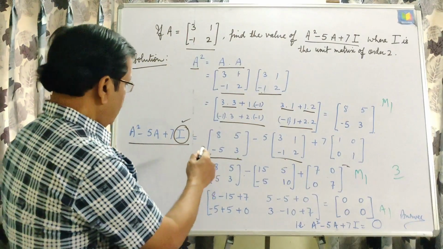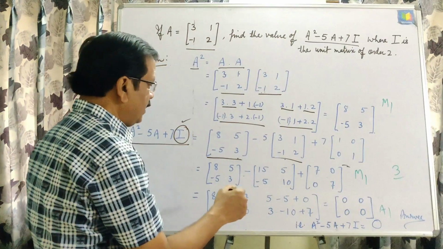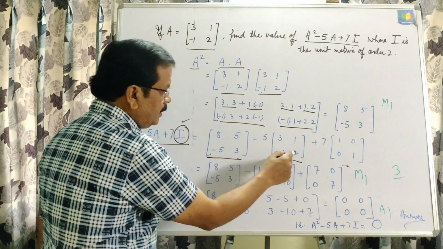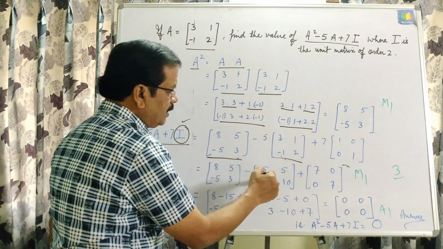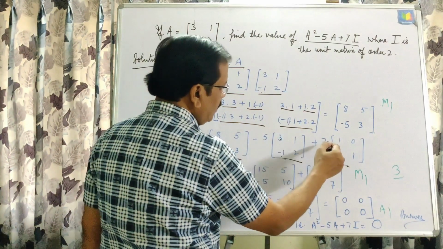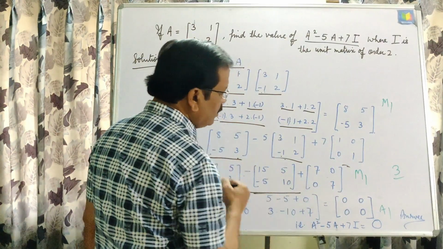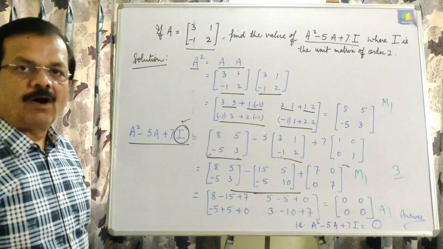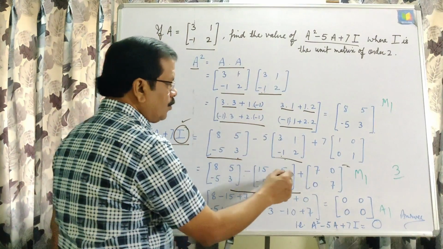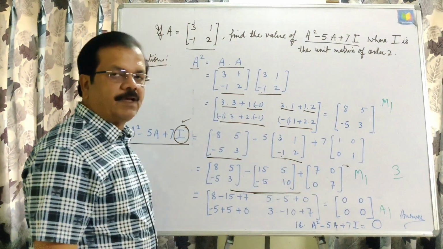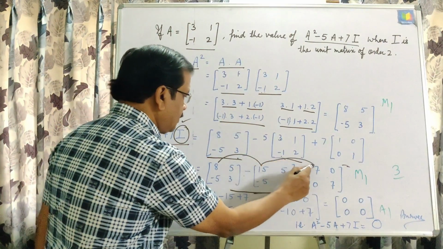Okay, A square substituting this value, minus 5A plus 7I. Here scalar multiplication in this, all these elements will be multiplied. 5 3s are 15, 5 1s are 5, minus 5 and 10. In the same way, scalar multiplication 7 0 0 7. Then adding. How can we add or subtract? We should see whether order is same or not. Here you can see this is of order 2 cross 2, 2 cross 2 and 2 cross 2. And that is why we can add or subtract corresponding elements.